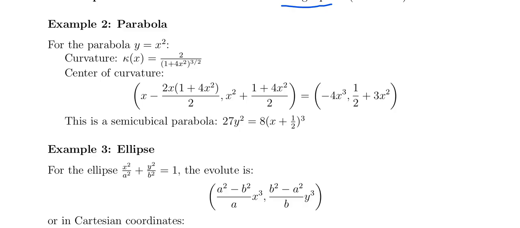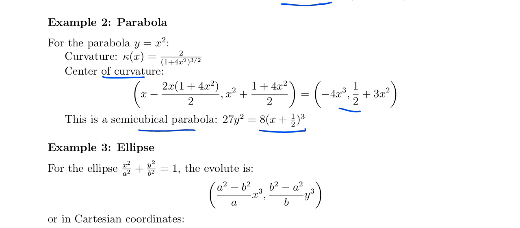We know that formula. And the center of curvature is x minus, the one I just said, the second derivative and first derivative into 1 plus first derivative whole square. If you apply that formula, we get the center of curvature. This is called a semi-cubical parabola. Simplifying, we get 27y square equal to 8 into x plus 1 by 2 whole cube.